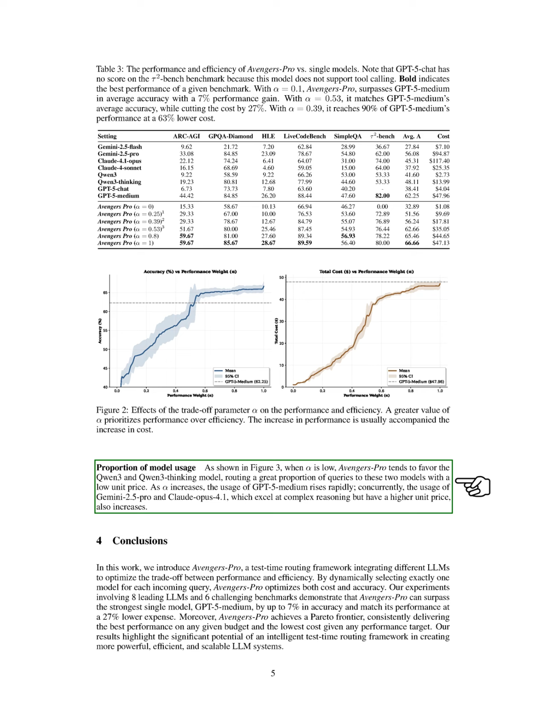Next, we look at the proportion of model usage. When alpha is low, we notice that Avengers-Pro tends to favor the Qwen 3 and Qwen 3 Thinking models, directing a large number of queries to these cost-effective options. As we increase alpha, the use of GPT-5 Medium rises quickly, and we also see an increase in the usage of Gemini 2.5 Pro and Claude Opus 4.1, which are better at complex reasoning but come with a higher cost.